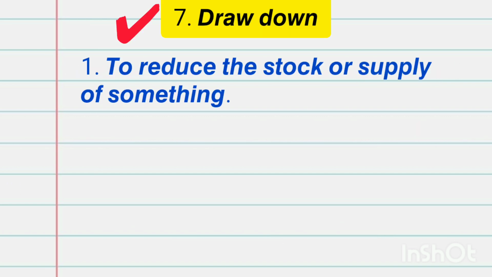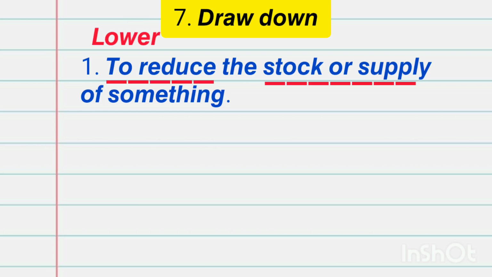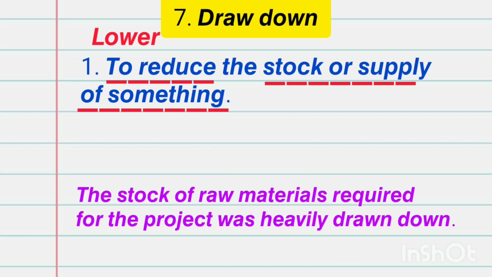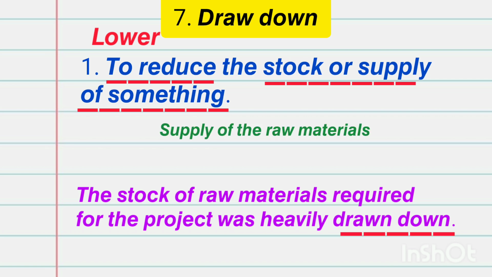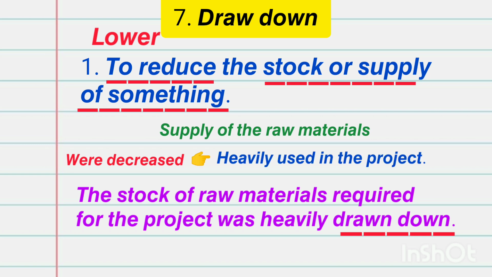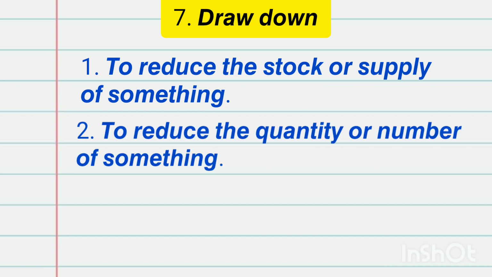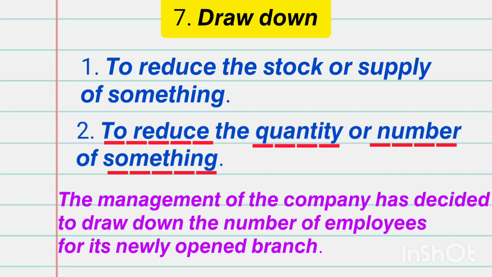Lastly, we have draw down. To draw down means to reduce or lower the stock or supply of something. Example, the stock of raw materials required for the project was heavily drawn down. That is, the supply of the raw materials was decreased because they were heavily used up in the project. To draw down also means to reduce the quantity or number of something. Example, the management of the company has decided to draw down the number of employees for its newly opened branch.